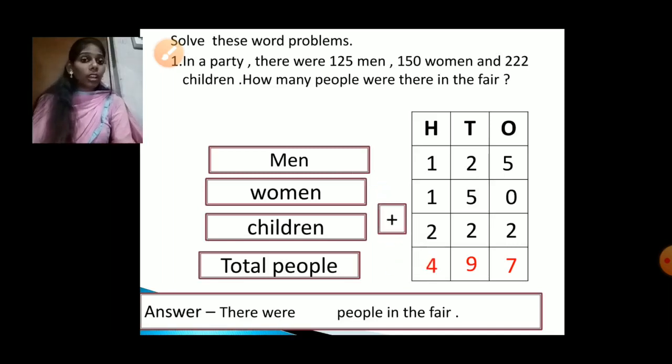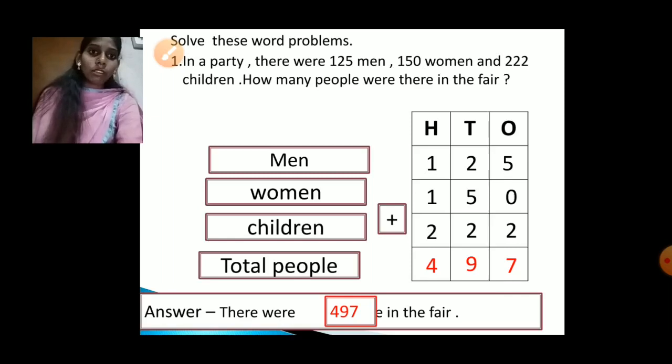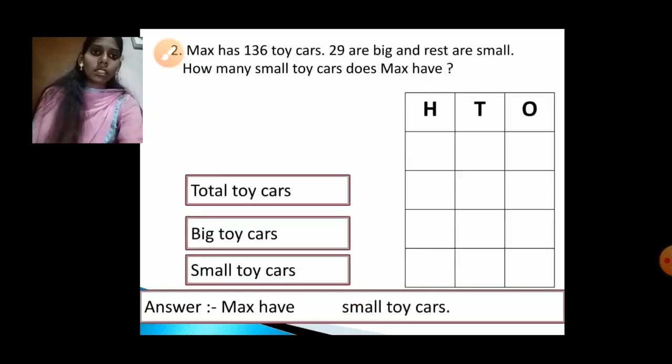So 4 we will write under the 100 place. So there were dash people in the fair. Now tell me how many people were in the fair? 497. So we will complete that answer also. So there were 497 people are there in the fair. Okay.